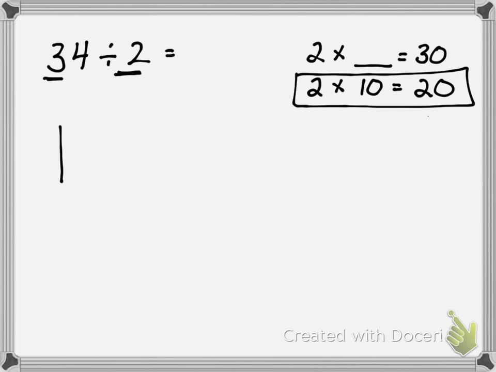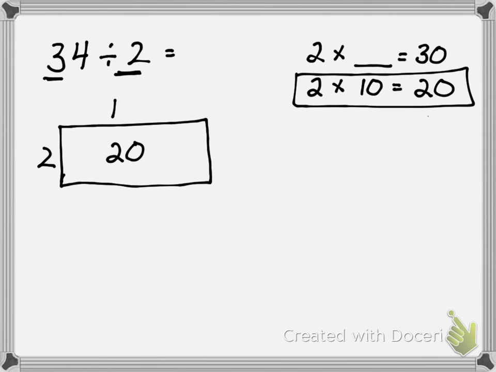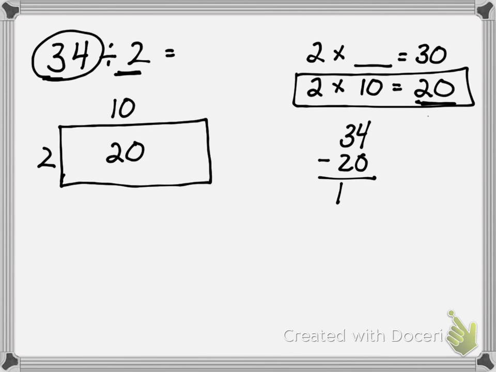So if I set up my area model, we're going to be dividing by 2, so our width is 2. And inside here would be a 20, and on top would be 10, because 2 times 10 is 20. And we need to take this 20 and subtract it with our whole number here. 34 minus 20 gives us 14. So we're left with 14.